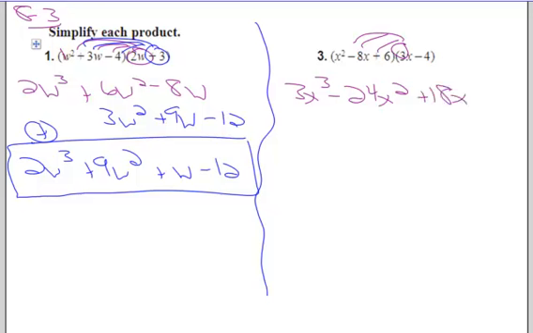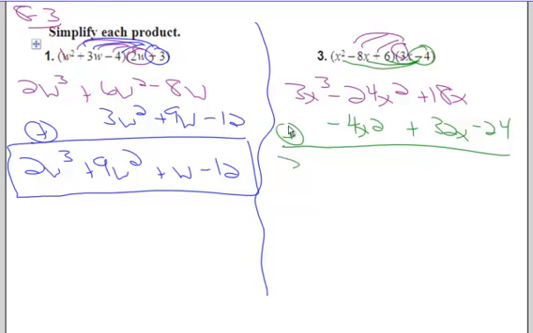I'm going to come back through. Let's use green this time, negative 4. And we'll take that underneath here. Negative 4 times x squared, negative 4x squared. Negative 4 times negative 8x, so plus 32x, and negative 4 times 6 is minus 24. Again, I'm adding my like terms. 3x cubed, I have minus 28x squared, plus, let's carry the 1, so 50x, and minus 24.